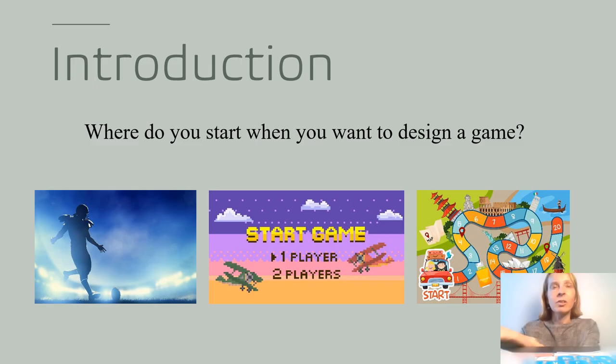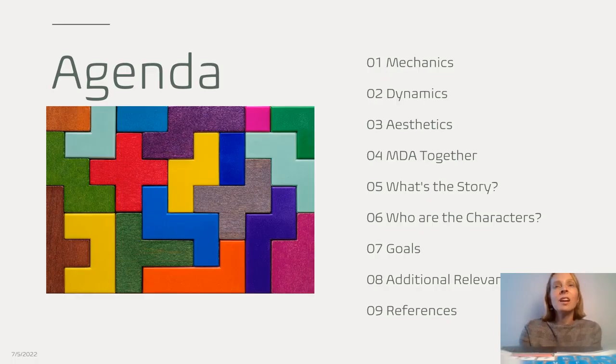The agenda this week is to talk in a little more depth about mechanics, dynamics, aesthetics, and then put them all together under the topic of MDA. I started talking about it last week, but we're going to talk about it more this week, and how those three terms go together to influence game design. We're also going to talk about story, characters and goals, and then maybe some additional points, and then I'll have our references and conclusion for today. So those are the goals of the week's lecture.